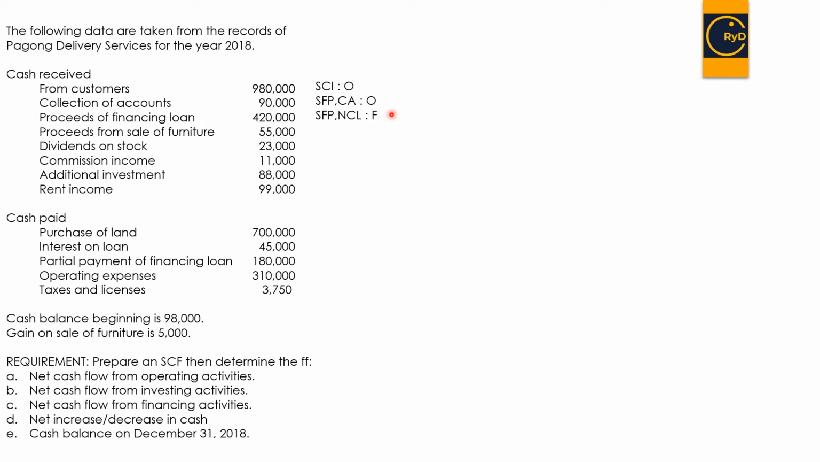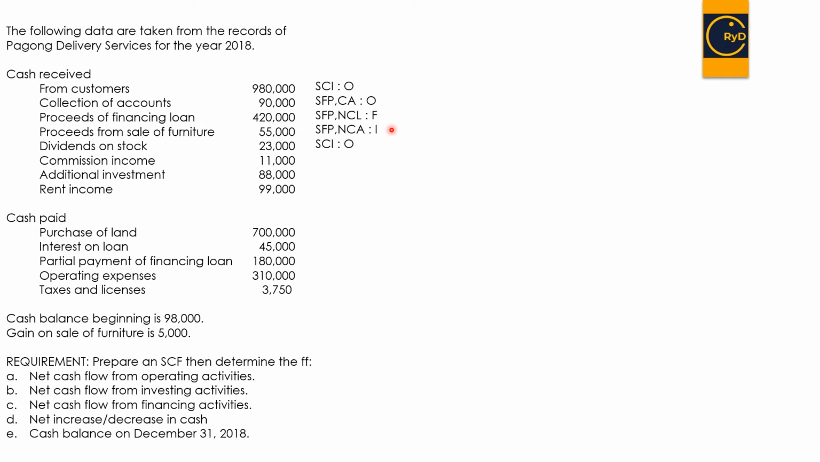So this is a current asset found in our SFP. This is operating. For the proceeds of our financing loan, this is a credit to our loans payable, a non-current liability. So we can find this in our SFP. This is financing. Then we have proceeds from the sale of our furniture. The furniture here is a non-current asset found in our SFP. This is investing.